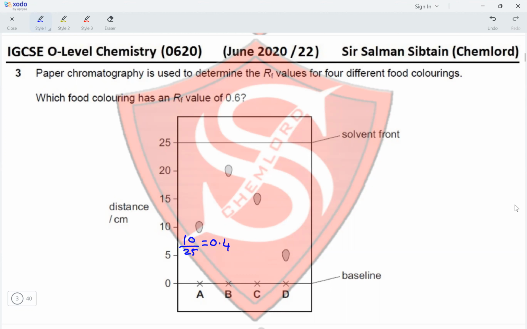For B, the distance traveled by the food coloring is 20. So this will become 20 upon 25, which will give us a value of 0.8. For C, we will have 15 upon 25, which will give us a value of 0.6. And D will have the RF value calculated as 5 upon 25, which will be equal to 0.2. Now, since the question asks which food coloring has an RF value of 0.6, this makes option C the correct option for this question.